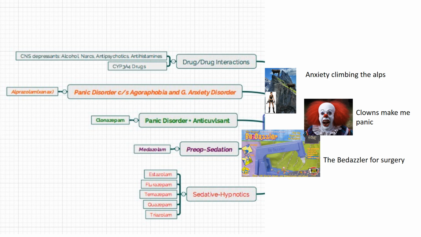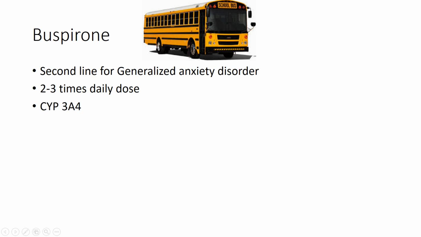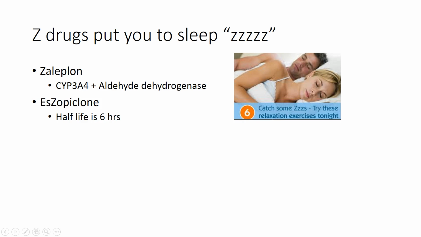Nothing can freak you out more than clowns. Clowns make me panic. So think clonazepam is for panic disorder. Clon kind of sounds like clown. Couple last ones to make note here. Buspirone, so it's bus. It's second line for generalized anxiety disorders. I think a lot of kids get really nervous getting on the bus. They get a lot of anxiety. You have to use it 2 to 3 times daily, and it's a 3A4 drug.